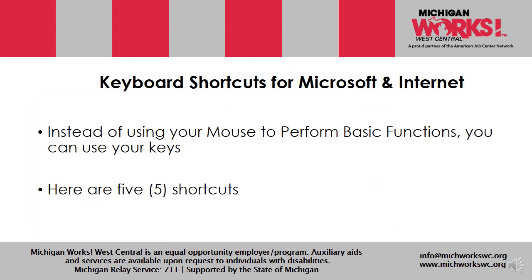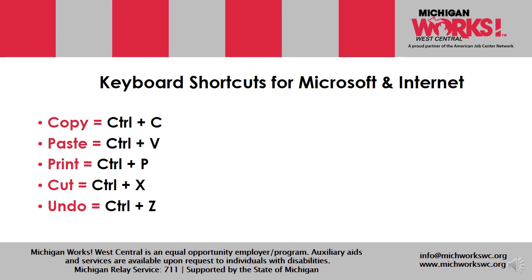Now I'm going to show you some keyboard shortcuts for Microsoft and Internet. Instead of using your mouse to perform basic functions, you can use your keys on the keyboard. Here are 5 shortcuts. To copy, hold the Control button, tap C. To paste, hold the Control button, tap V. To print, hold the Control button and tap P. For cut, you're going to hold the Control button and tap X. And to undo, it's hold the Control button and tap Z.